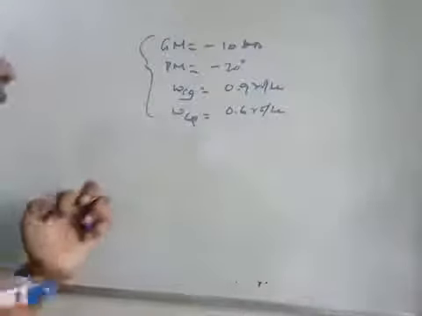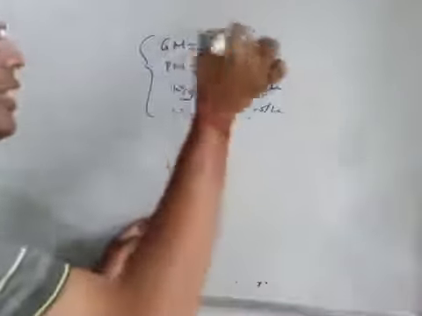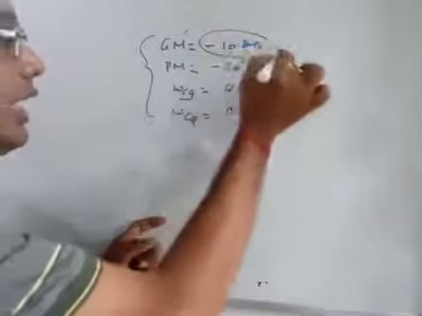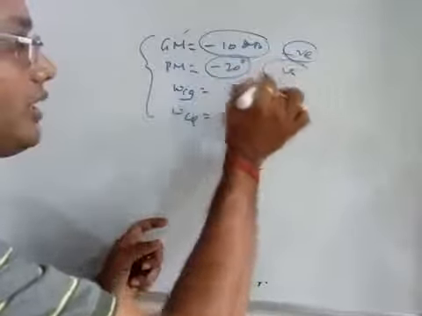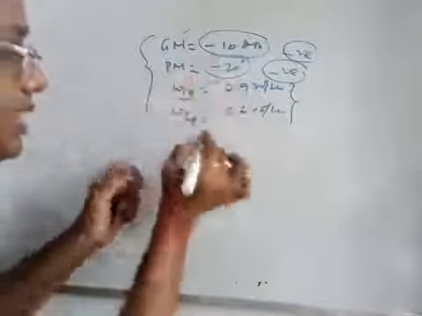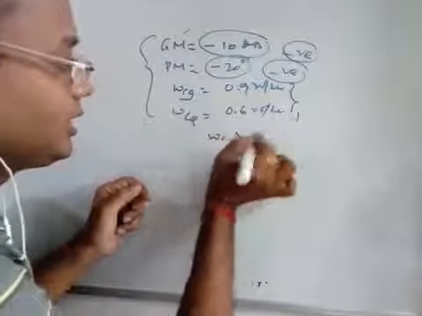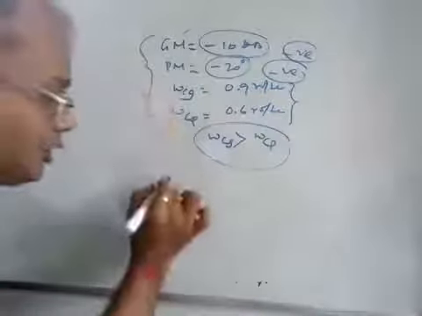So what are the four defined parameters we have obtained? That is gain margin minus 10 dB. That negative sign is very important. This is minus 20 degrees. This is very important. And these two values are related to each other, in the sense of whether omega Cg is greater than omega Cp or not. Here we will discuss these two issues.